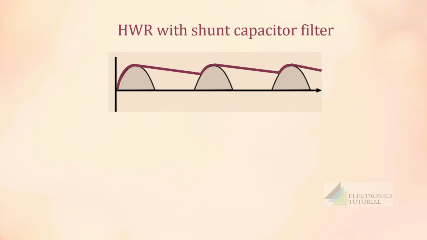And the rippled output that we obtained from a half-wave rectifier will now be converted to a pattern like this with the help of a shunt capacitor filter. The term shunt represents a parallel connection. Here in this case, we have used the capacitor in parallel, so it is known as shunt capacitor filter. By observing the output pattern, we can see that the output is not a pure DC, but here the amount of ripples have been reduced.